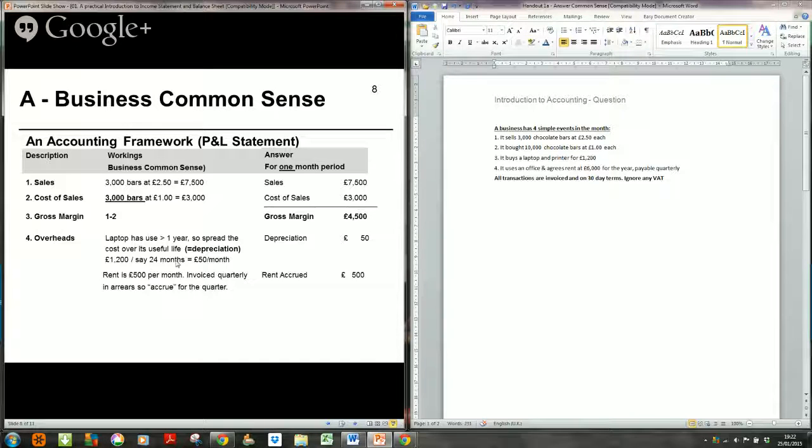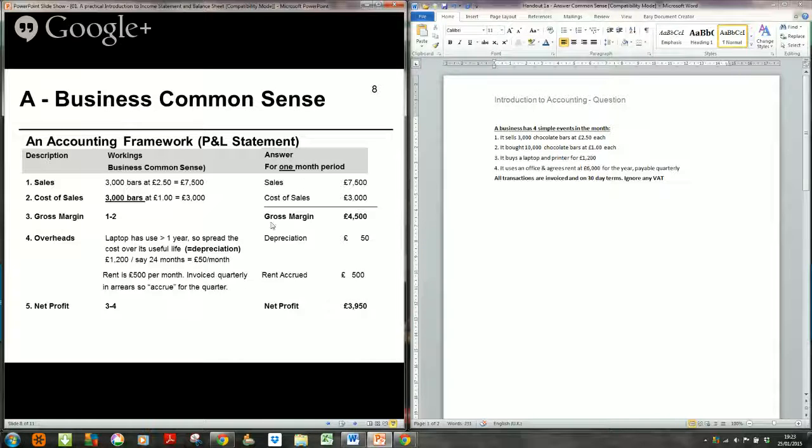Likewise, my rent, £6,000 for the year. I'm going to pay it quarterly, but I'm trying to describe it for 1 month. So 1 month of the 6,000 is £500. And the terminology here is an accrual because it's not yet been invoiced. And so I've just got to make up the entry and say, well, I know that invoice is going to come. It's going to come for the quarter, but I'm trying to describe a month.